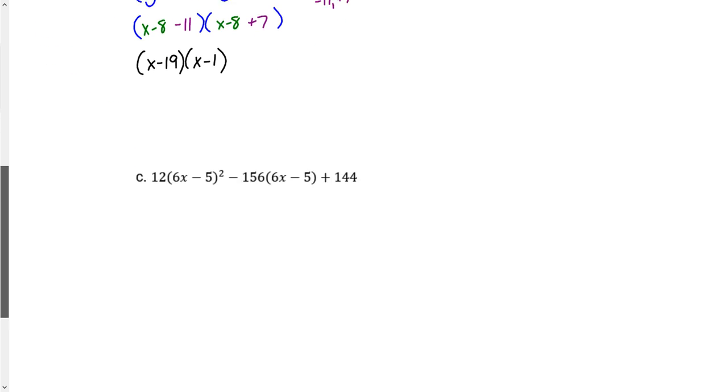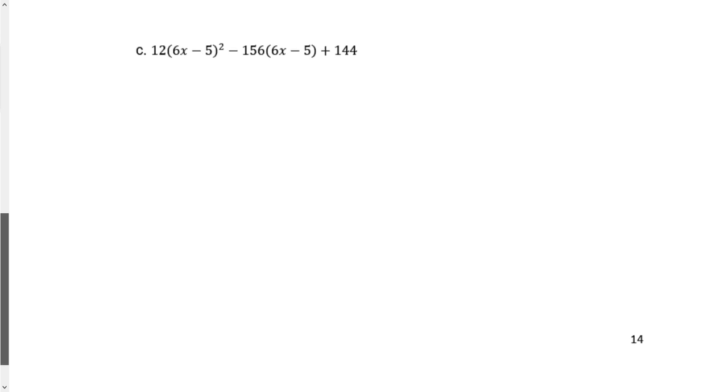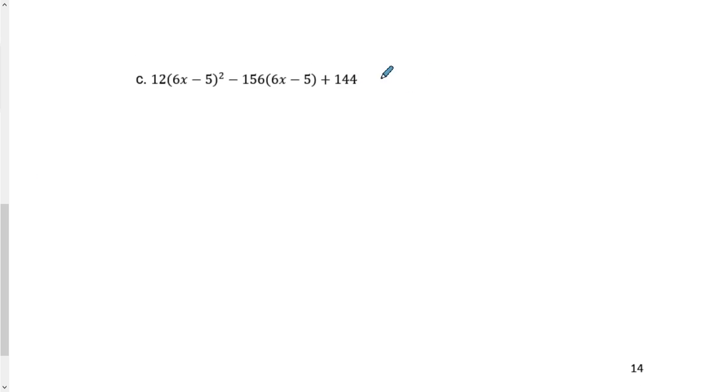Of course, I can't get away with not doing a more complex version. Well, I'll use y. I'm going to let y equal 6x minus 5. The reason that I'm choosing all of these ones is because they are literally the ones that are a repeated function. So I'm going to have a 12y squared subtracting 156y adding 144.